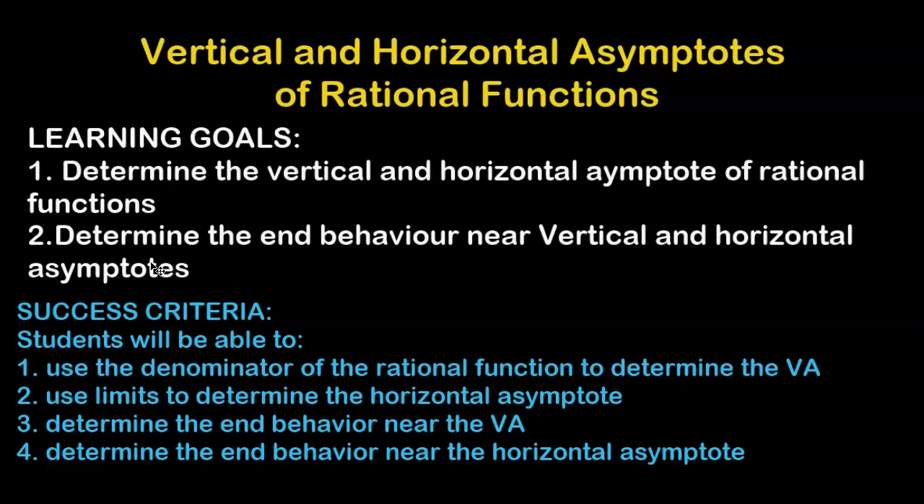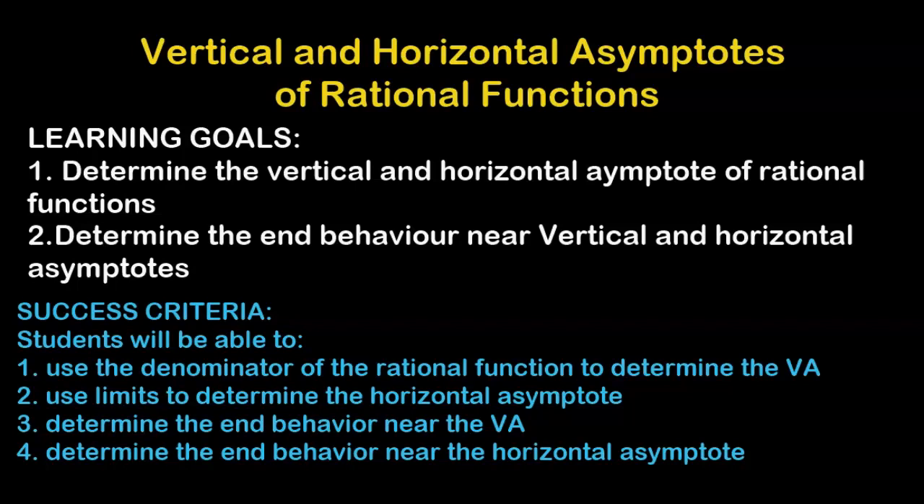For sketching a rational function curve, we first need to determine what discontinuities are present in the rational function. Two of the important discontinuities present in rational functions are vertical and horizontal asymptotes. So let's discuss how to determine the vertical and horizontal asymptotes of rational functions and how to determine the end behavior near them. This would help us to sketch the curve of a rational function.